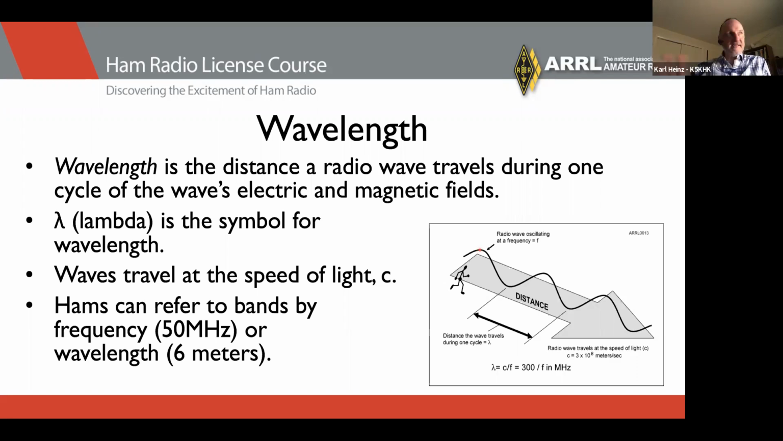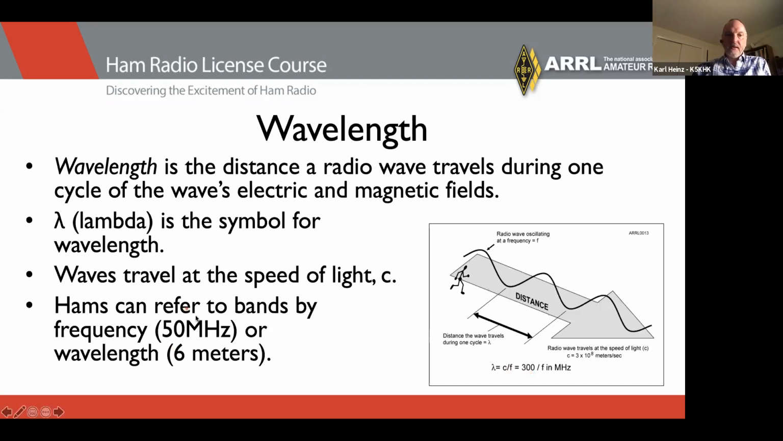And to save you some time to look this up, it's right here in this little diagram. Lambda, or the wavelength, is the speed of light, we use the little lowercase c for that, divided by the frequency. And if we want to simplify this a little bit, we can say lambda is 300 divided by the frequency in megahertz. That gives us the wavelength in meters.